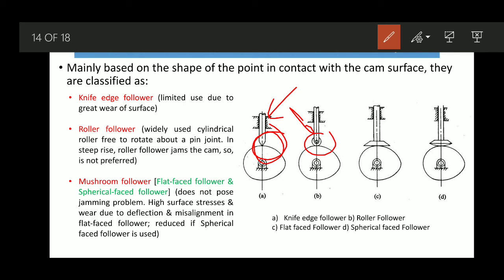Similarly, we can have mushroom follower. Under mushroom follower, we can have flat face follower. We can also have spherical faced follower, as you can see from these two diagrams.